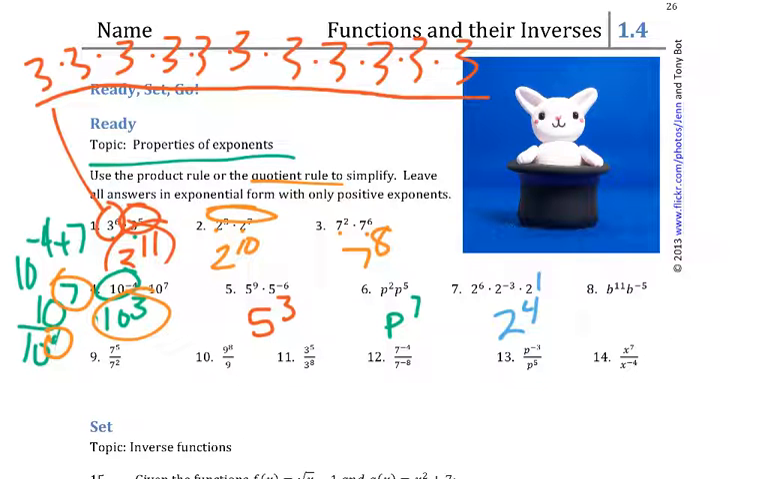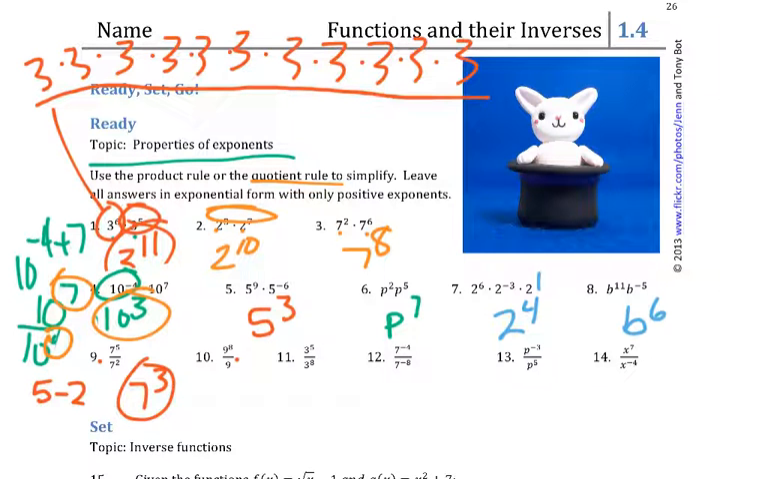Number 8, b to the 11th times b to the negative 5 would be b to the 6th, because 11 plus a negative 5 would give us 6. Okay, number 9, these ones now with the quotient rule, we just subtract the exponents. Just like multiplication, we're adding the exponents. With division, we're subtracting. So it'd be 7 to the 3rd.